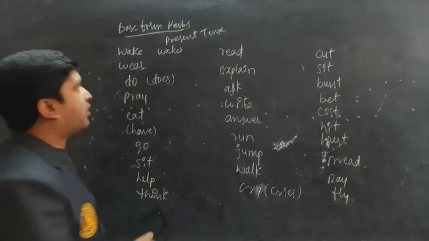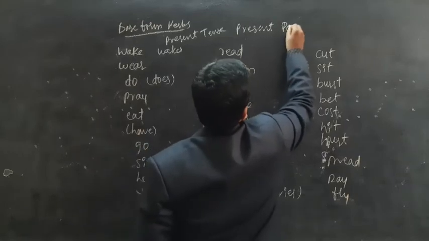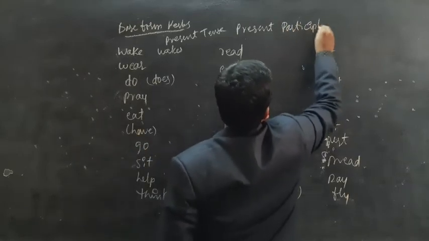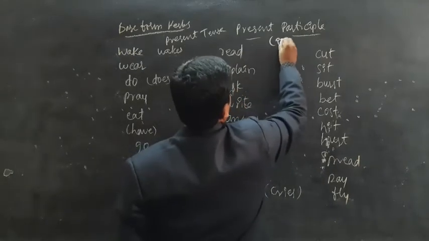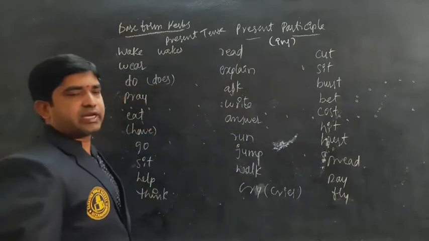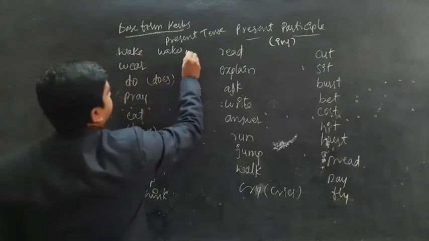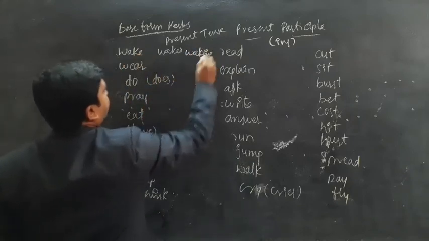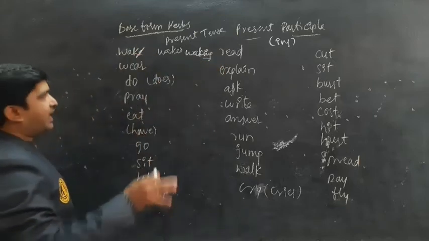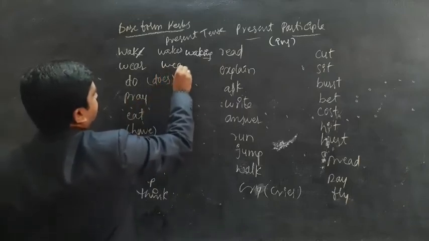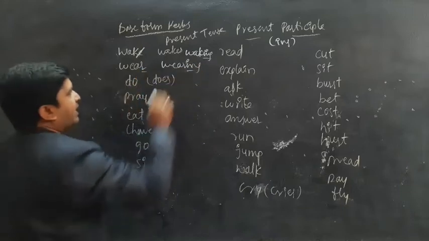In this class, we are going to learn the present participle. Present participle means adding ing to the base form. Here see, waking. Here we are removing e and adding ing. Here wear, wearing. Without removing anything we are adding ing.